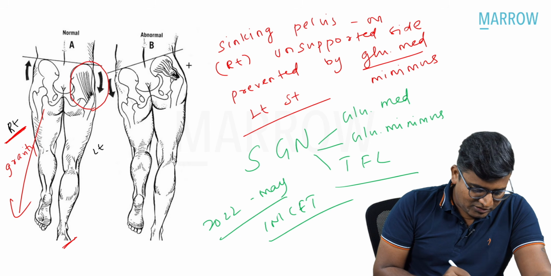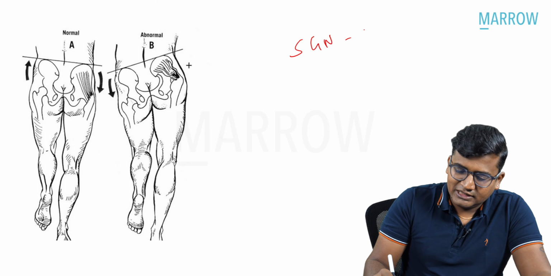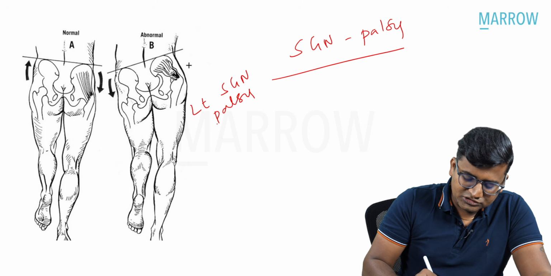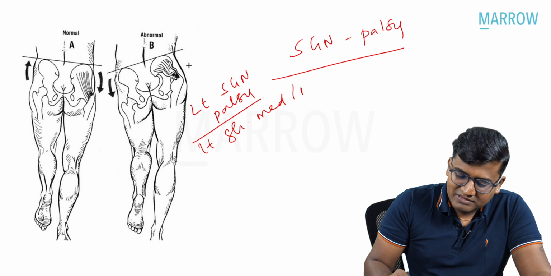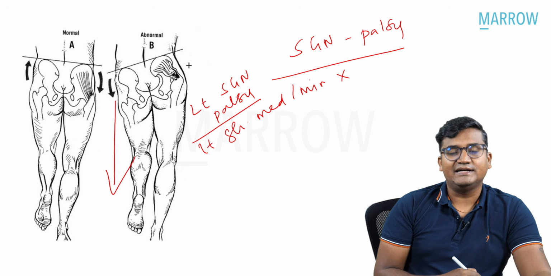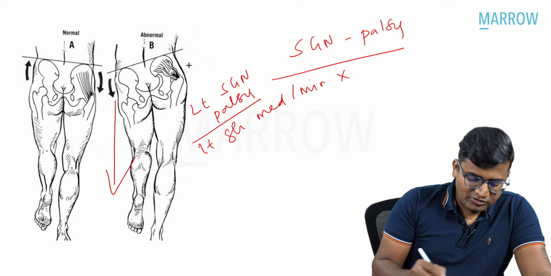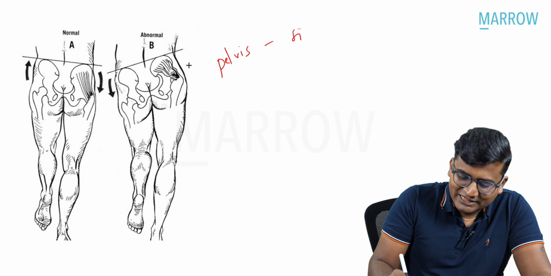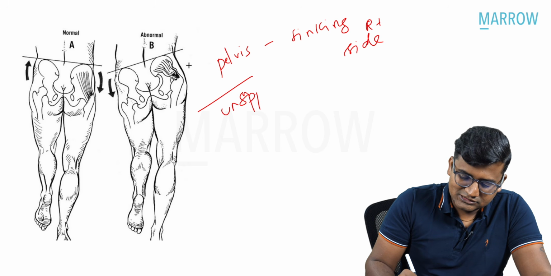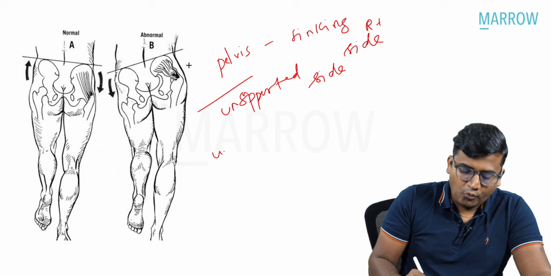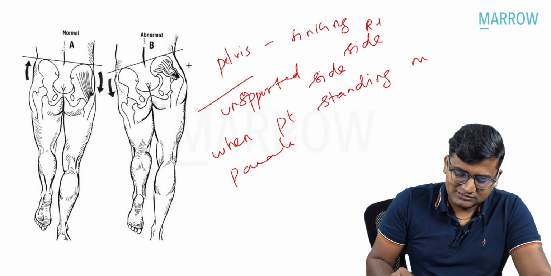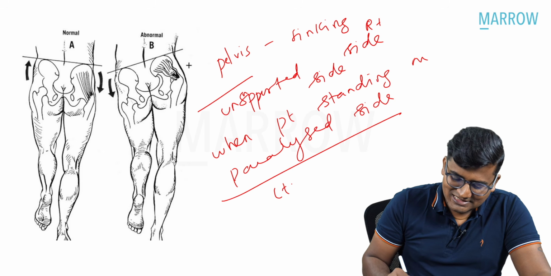So now see this diagram. In this diagram the patient is having superior gluteal nerve palsy. So now left side superior gluteal nerve palsy. So left side gluteus medius muscle and minimus muscle are not working. So what will happen? The pelvis will sink on the right side. Okay, that is what we are going to write now. So pelvis is sinking on the right side. So right side is the unsupported side. Pelvis is sinking on the unsupported side when the patient is standing on the paralyzed side, that is left side.